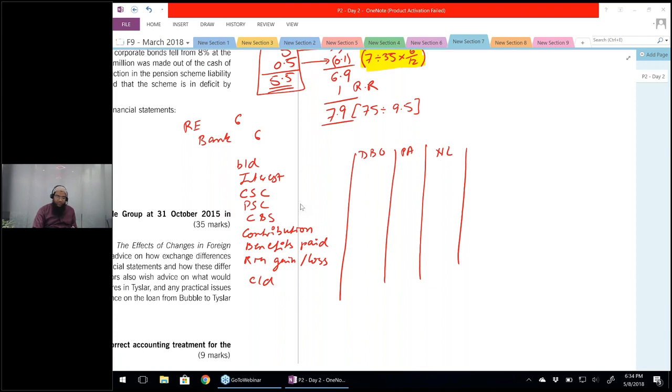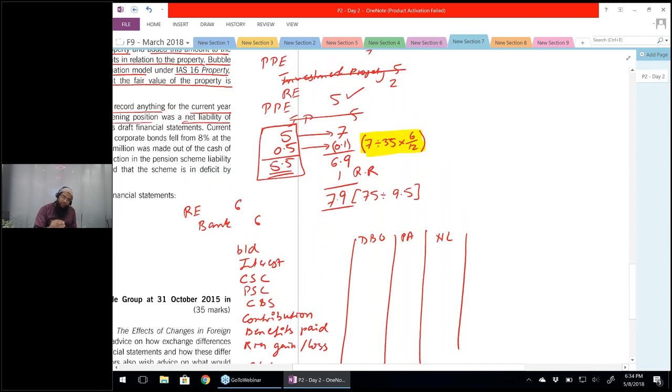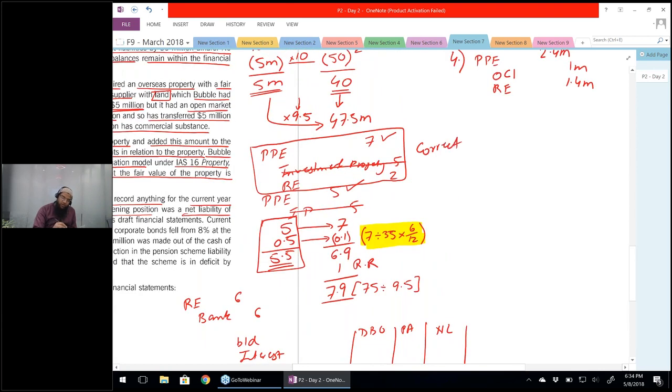Amartya is saying that investment property has already been credited, so why are we crediting it again? Amartya, we are not crediting the investment property again. We have recorded the entry that is the correct entry that should have been recorded, and this is the incorrect entry recorded by the question. So we have recorded a correcting entry as PPE debit by 2, retained earnings credit by 2. The investment property is only credited once, by the question itself. We have not credited it again.